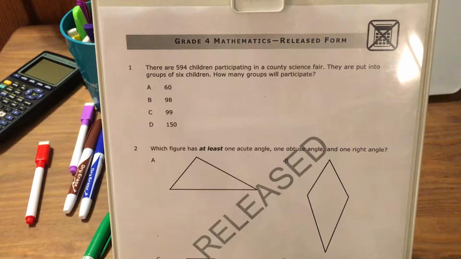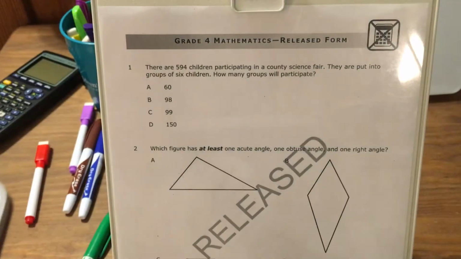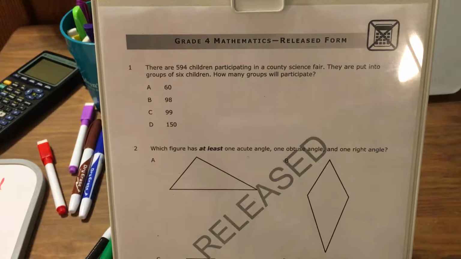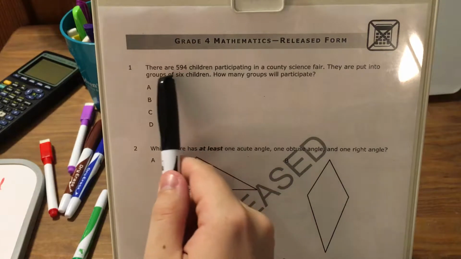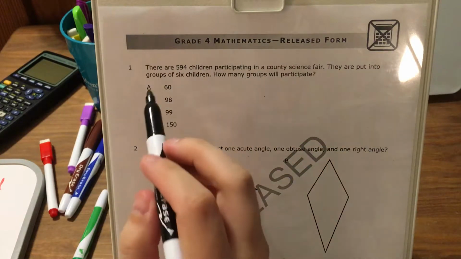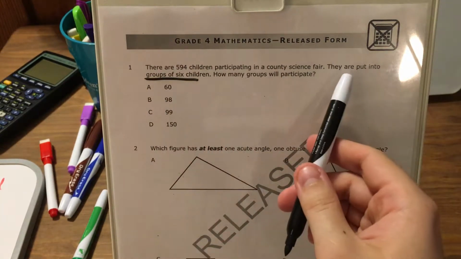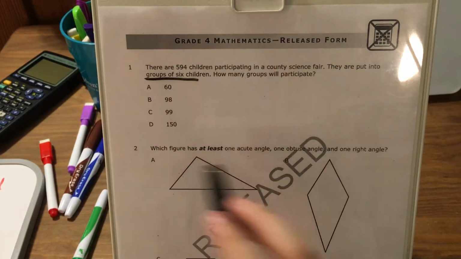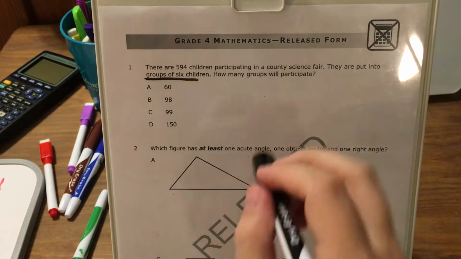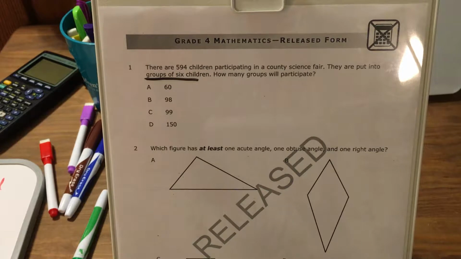Now, in terms of the skills that you really need to know, there are only 2: translating a question and using division. When we translate a division problem, what I really like is a question that's worded like this, where instead of saying they're put into a certain number of groups, it says they're put into groups of 6 children. I think that saying groups of a certain number or a certain size is really awesome, because when you get up to some of the higher grades and you do this division stuff with fractions, it makes it a little easier to deal with.